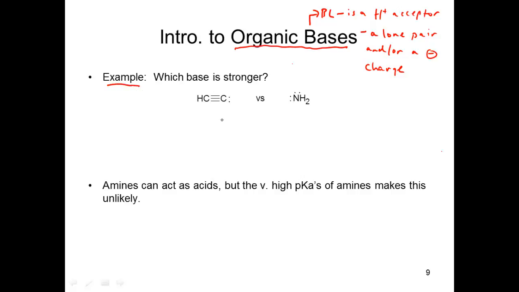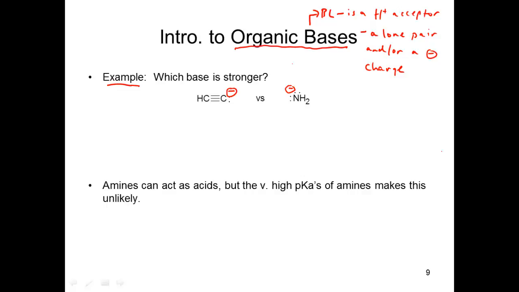Which of these bases is stronger? Now we're going to have to do the formal charge on this carbon, and hopefully you can convince yourself that it's -1. There's a lone pair here. And that this nitrogen with two lone pairs has a -1 charge as well. So make sure that you can go back and figure that out.